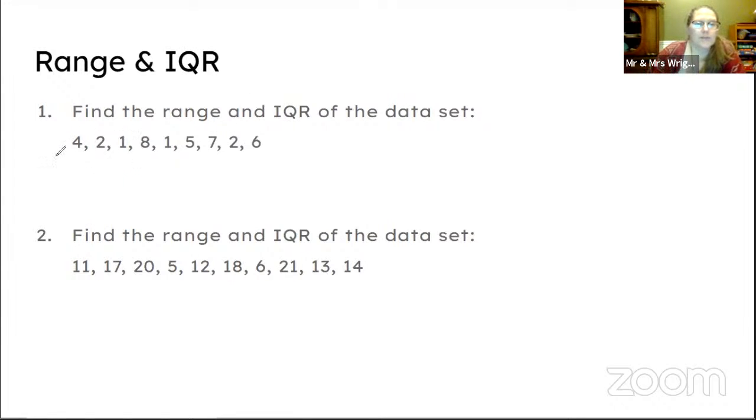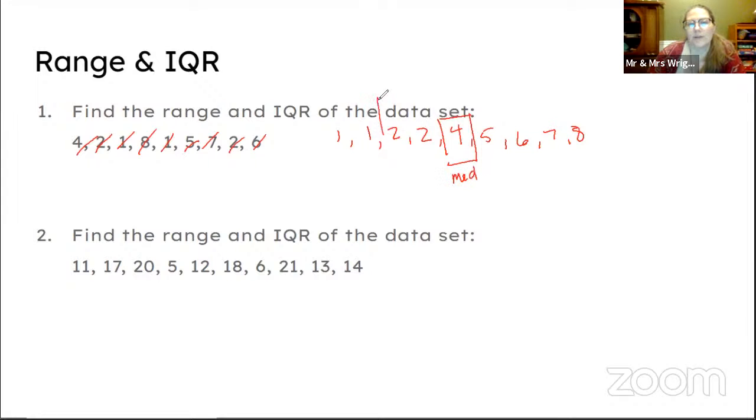Welcome back. All right, so here we've got this data. The very first thing we need to do is put it in order from least to greatest. So I've got 1, 1, 2, 2, 4, 5, 6, 7, and 8. All right, I've got them all there. So that was 9 pieces of data. 1, 2, 3, 4 on each side. So this is my median.